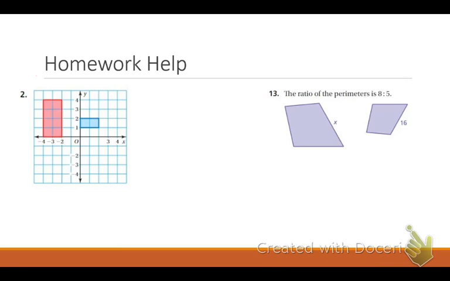So number 2 says to describe a similarity transformation to get from the red figure to the blue figure. To get from red to blue. Do not shout out answers. I'm sorry, you've been doing that the whole time. Okay? All right. So how could I get, again, don't say the answer out loud.